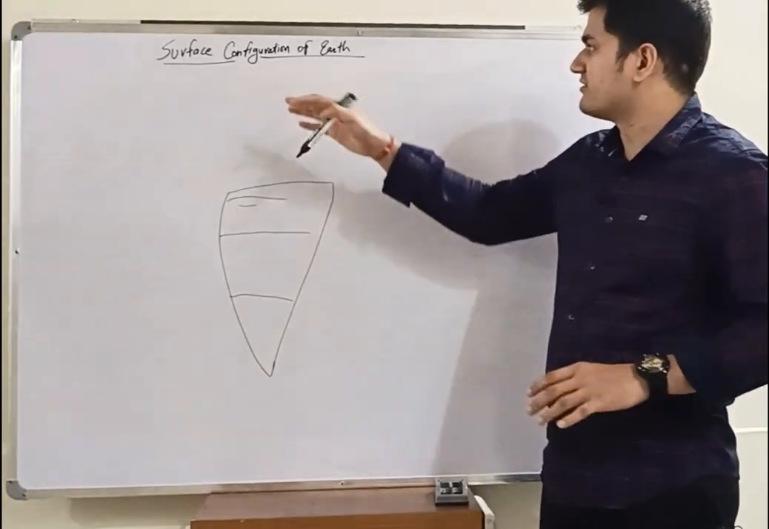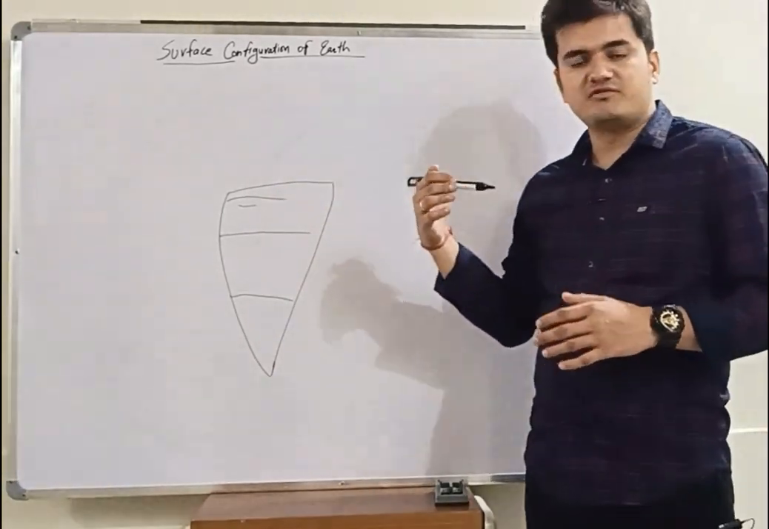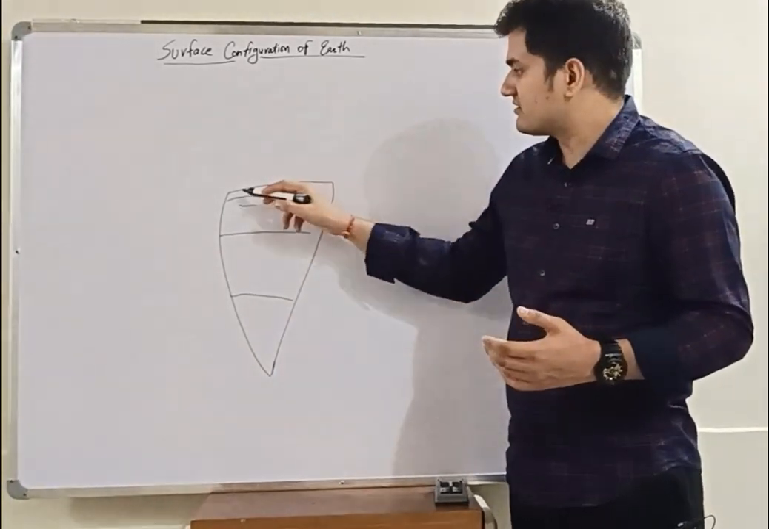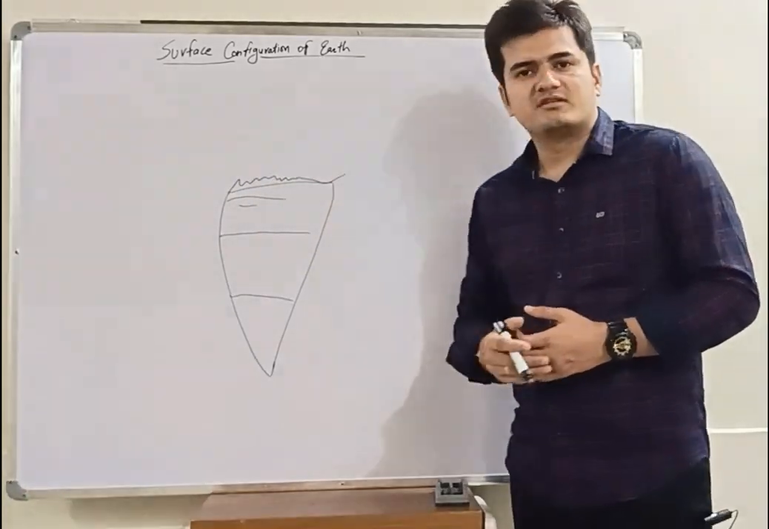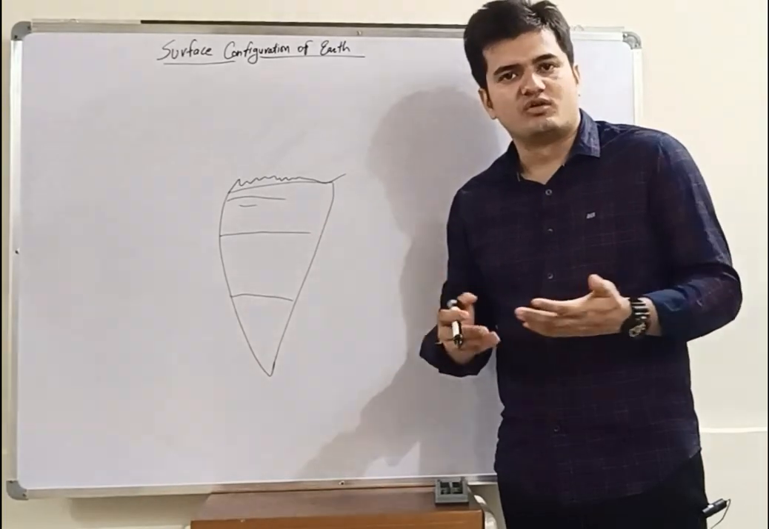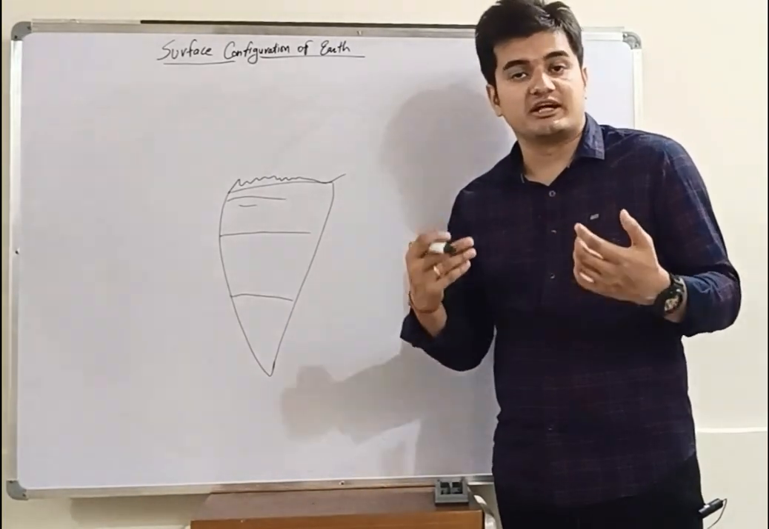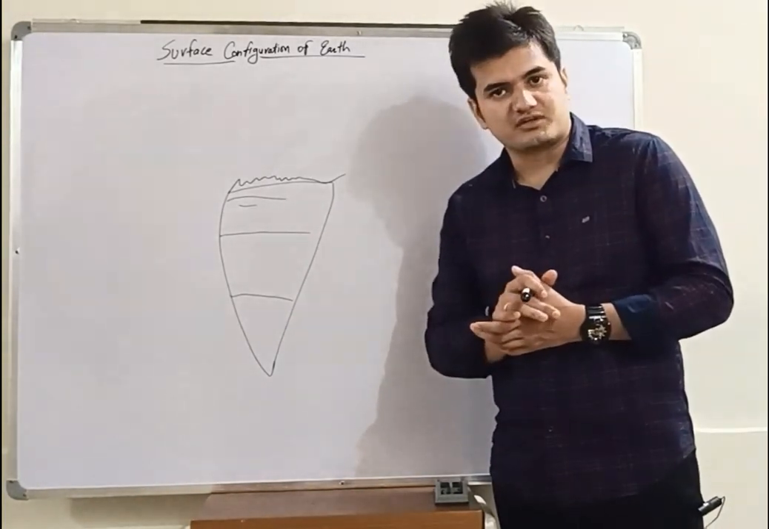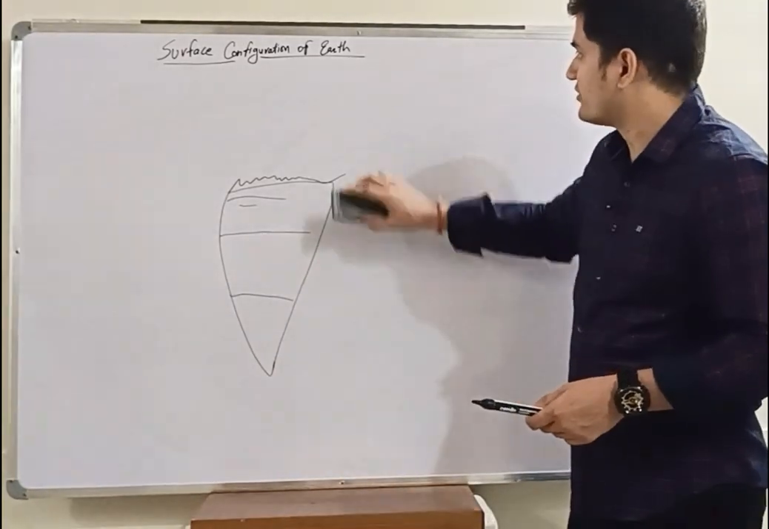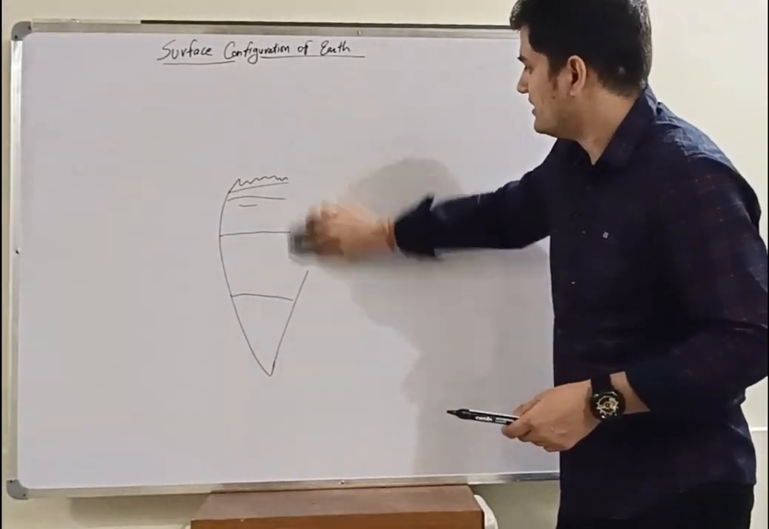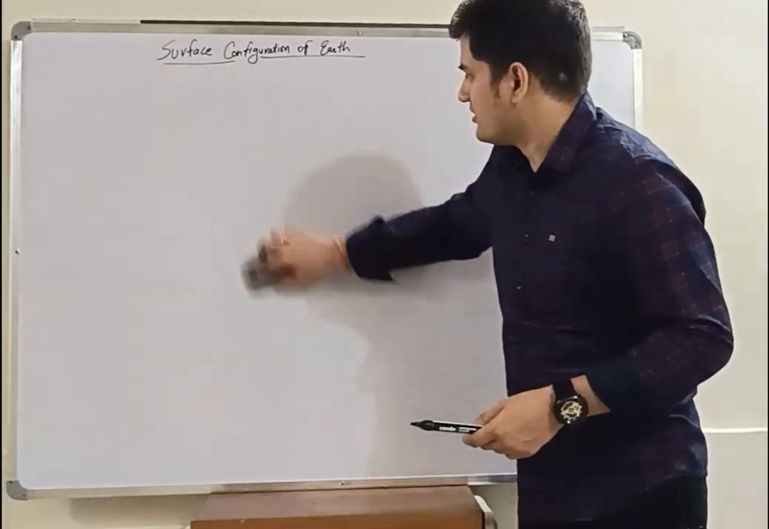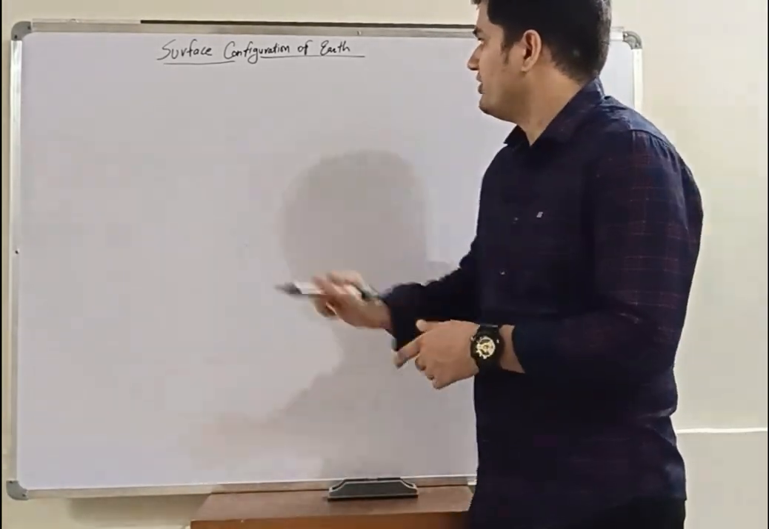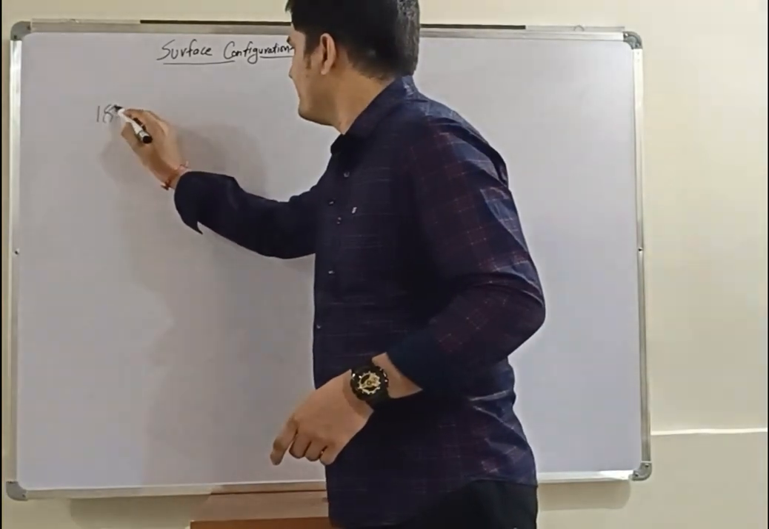But this is the surface configuration of Earth, in which we will understand what lies above the surface of Earth. We will discuss how the continents and the oceans get configured, get arranged on the surface of Earth. So this topic of surface configuration of Earth was in discussion from the earlier times, and it was before the 1850s.